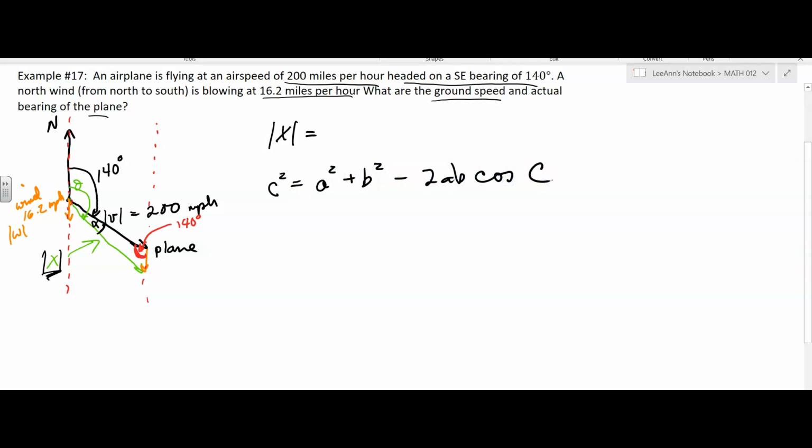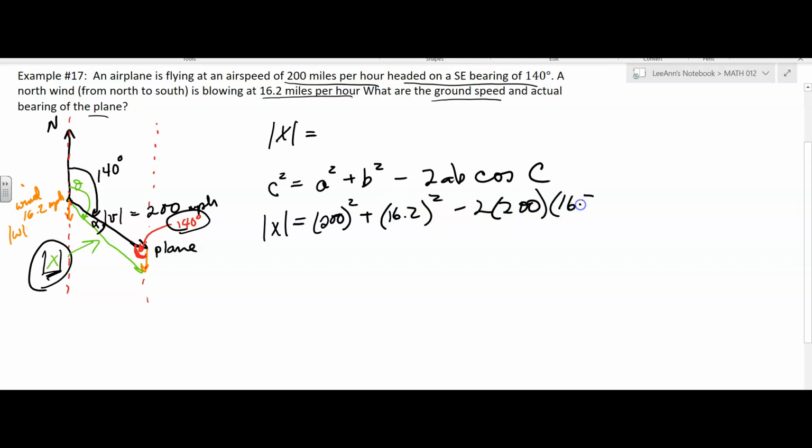So the angle that we know is the 140. The thing that we're trying to find is x, so let me write this out. The magnitude of x is going to equal, and then we know the a and the b, the 200 squared plus the 16.2 squared minus 2 times 200 times 16.2 times the cosine of 140 degrees.